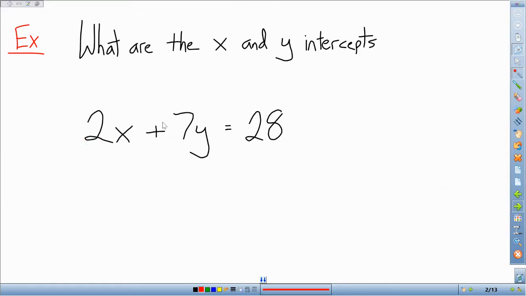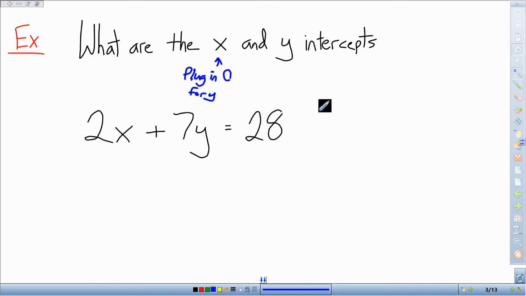On this problem here, let's start by finding our x-intercept. To do that, again, I'm plugging in 0 for y. If you want to maybe give yourself a little note, we can say for x, plug in 0 for y.